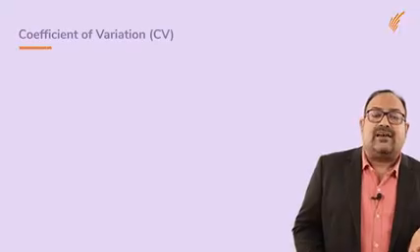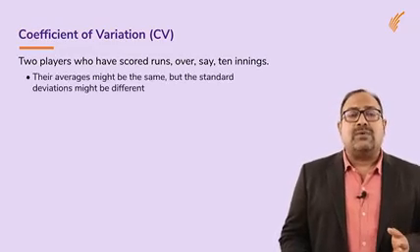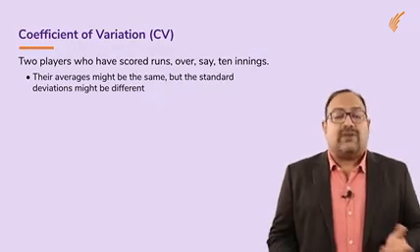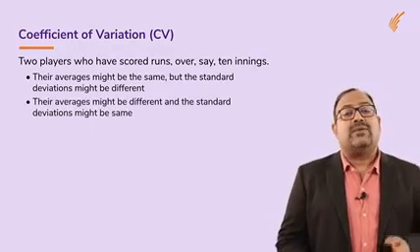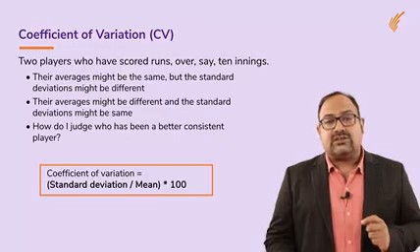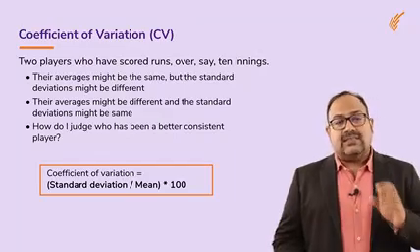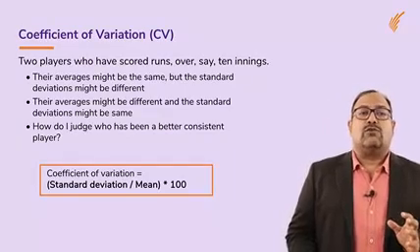The last in the list of measures of dispersion is called coefficient of variation, or CV in short. Now this is a fantastic measure for consistency. It is inversely proportional to consistency. Let's take an example of two players who have scored runs over say 10 innings. Their averages might be the same, but the standard deviations might be different, or their averages might be different and the standard deviations might be the same. How do I judge who has been the more consistent player? This is done by the coefficient of variation, the formula for which is CV equal to standard deviation divided by mean into 100. And this is a very useful formula to capture coefficient of variation.